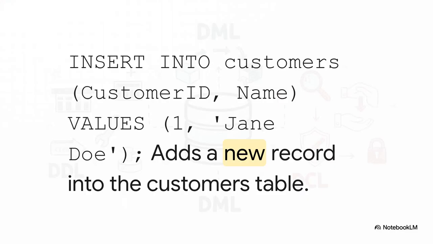See how straightforward that is? We're telling the database to insert a new record into our students table. We're giving it student ID number 1 with the name Jane and putting it right into the structure we just created. It's just like placing a brand new book on the shelf.